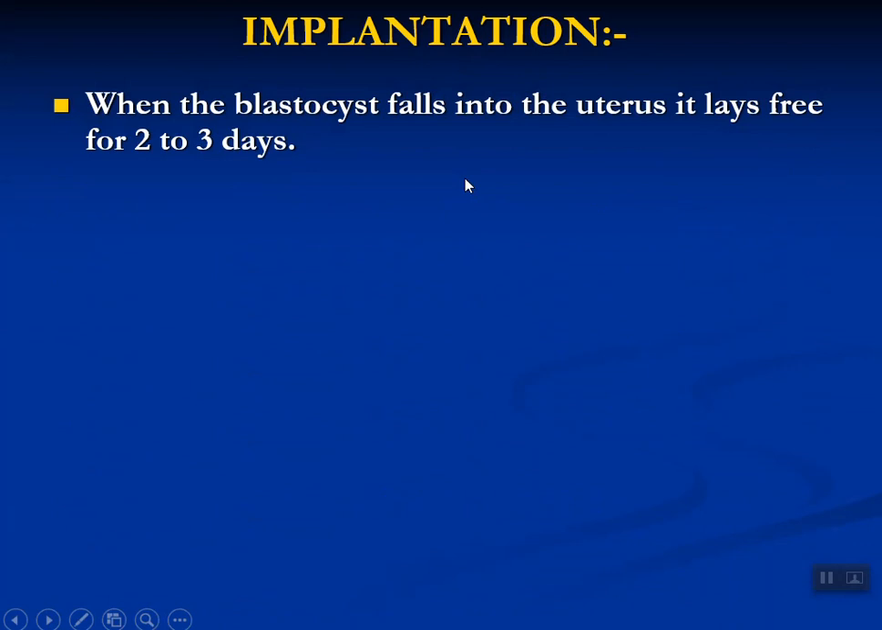Next is implantation. The simple meaning of implantation is the attachment of the fertilized ovum or zygote in the uterus. That is known as implantation. When the blastocyst falls into the uterus, it lies free for 2 to 3 days. So after coming from the tube to the uterus, it is not implanted immediately, but takes a period of 2 to 3 days.